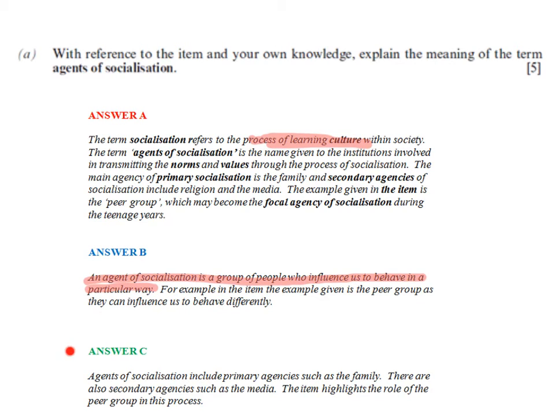Answer C again is lacking a bit of detail, and crucially what is missing from answer C is a clear definition of the concept. There is understanding demonstrated through the identification of some relevant examples, but there isn't a definition.